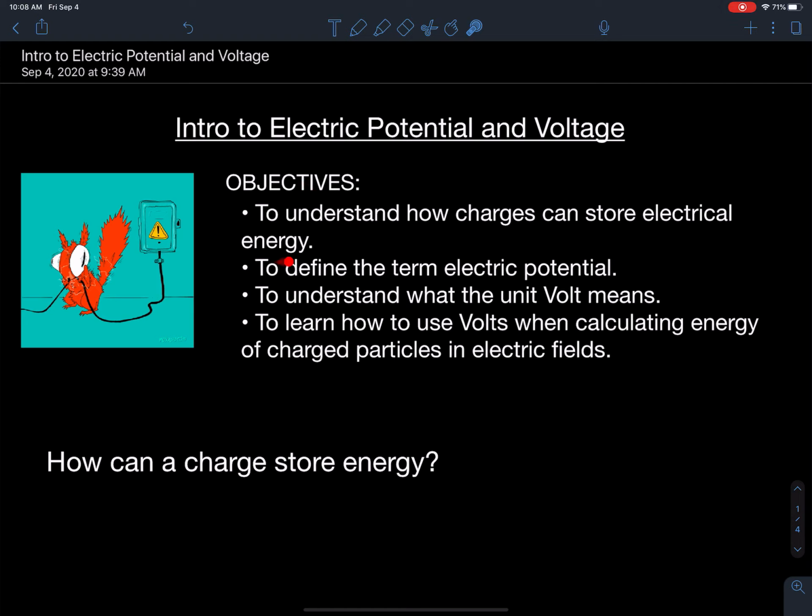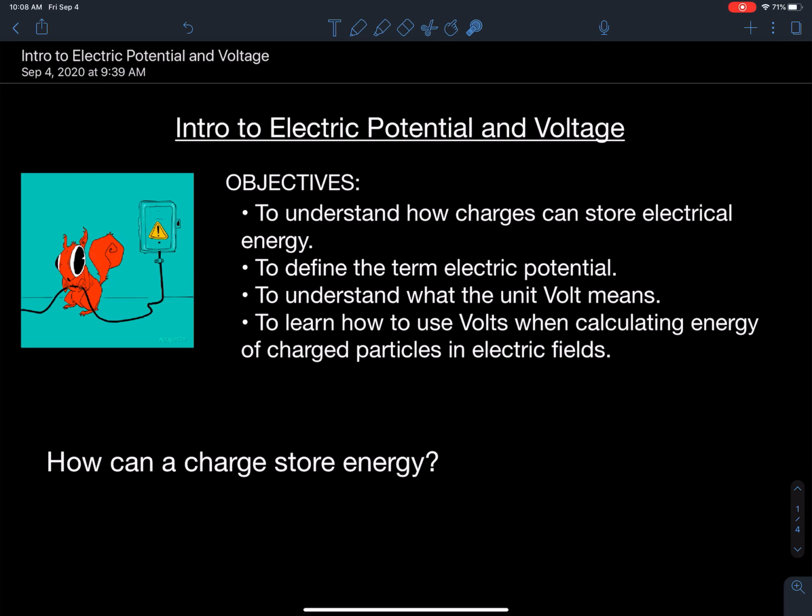Then we're going to define the term electrical potential, and then we're going to understand what the unit volt means, on your batteries. And we're going to learn how to use volts when calculating energy of charged particles in electric fields. It seems like a lot, but it's actually not much.